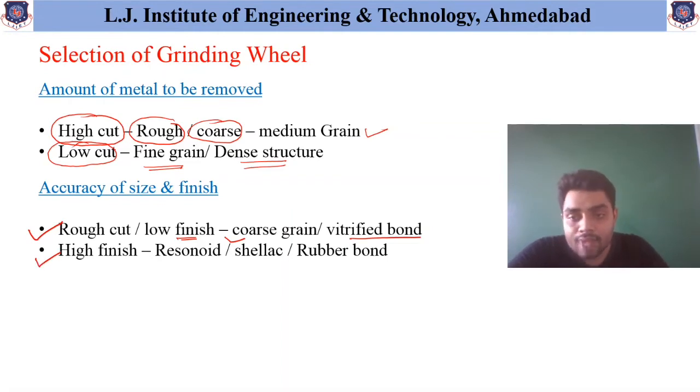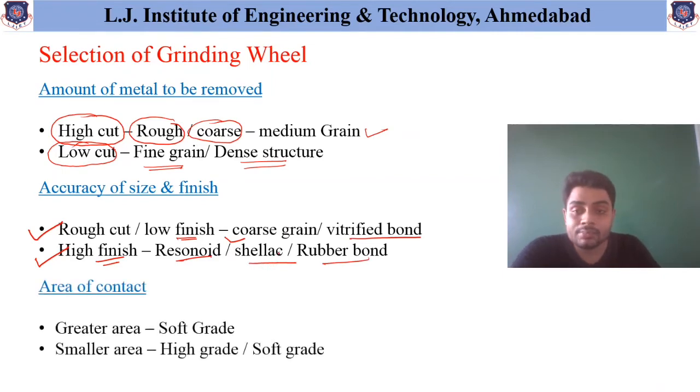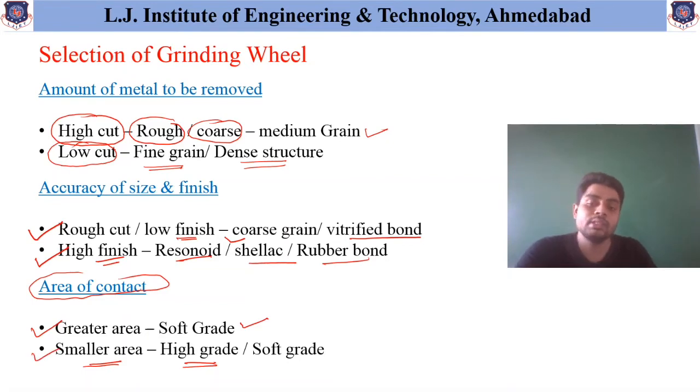Similarly, if high finish is required, that is surface finish is of most importance, at this time maybe a resinoid, shellac or rubber bond is used. Now let us say third example. If our primary focus is area of contact, that means if a greater area of the grinder comes in contact with the workpiece, then the soft grade is used, and if the smaller area is considered, at that time a high grade is used, and for the smaller area portion a high grade is mostly preferable.